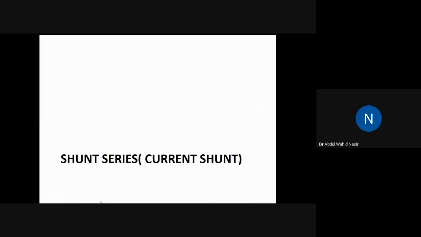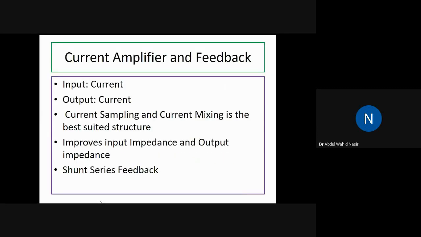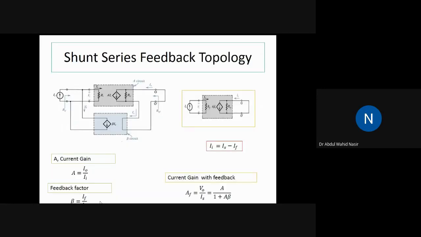Clear? Now, very quickly we'll go through the shunt series, or current shunt, feedback amplifier. This is a current amplifier, so in both cases, input and output will be current signals. So current sampling and current mixing is the best suited structure for this amplifier. Again here it improves the input and output impedance. Shunt series topology, just see here.